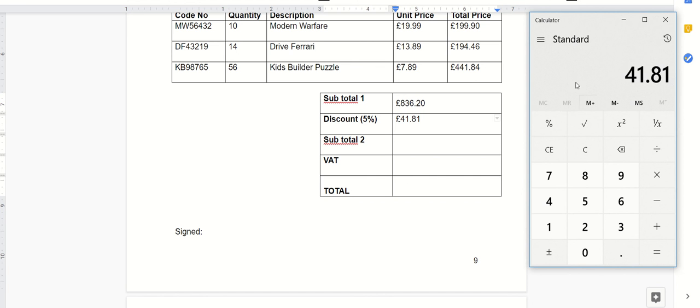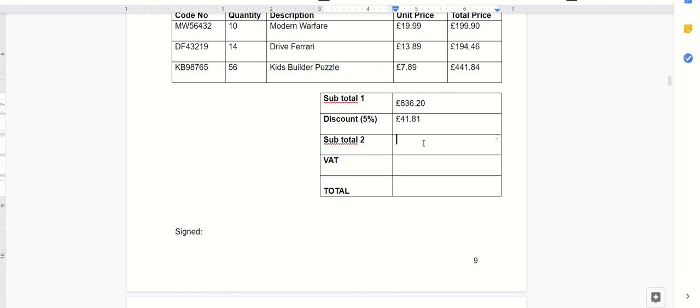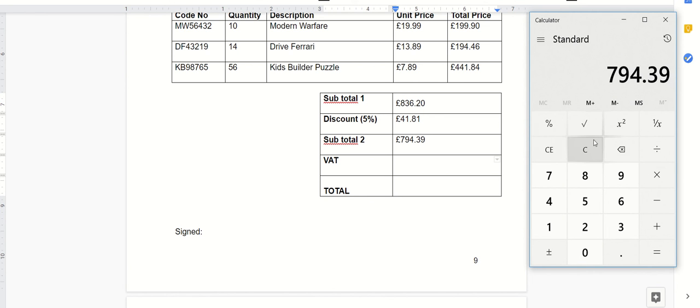It's quite close. So what we need to do now is get the original number 836.2 and minus that discount price, 41.81, and we're left with 794.39. Okay, nice. And then we add the VAT to it. So we now need to multiply this number by 0.2 for that 20% VAT. £158.80. We're going to round up, obviously, so 158.88.